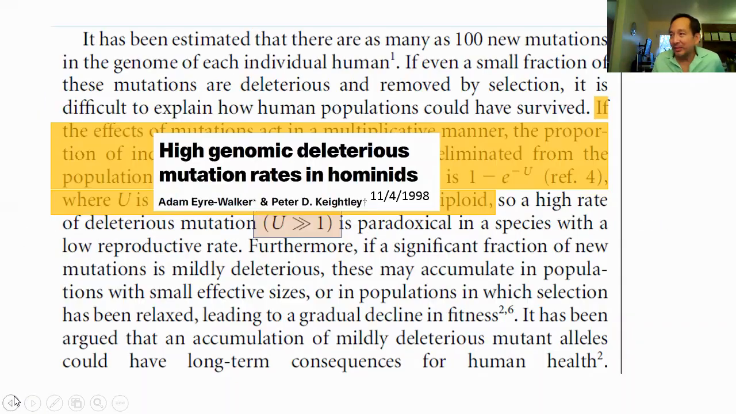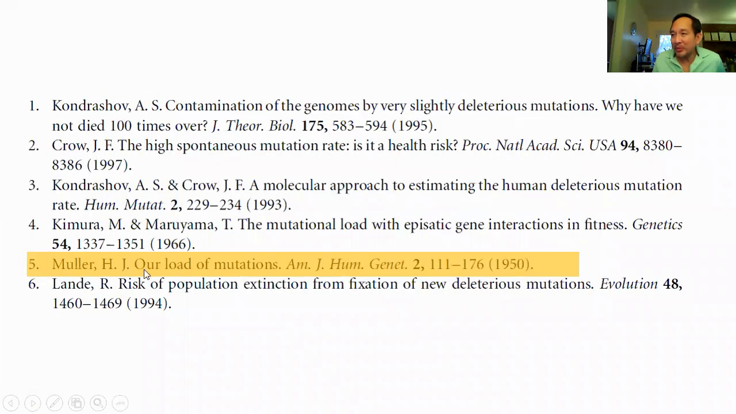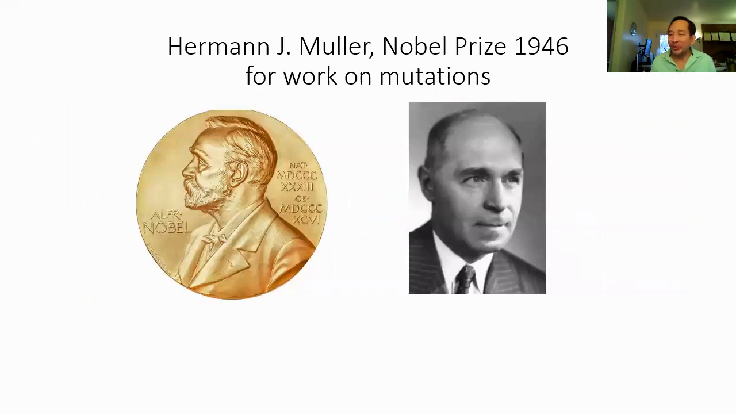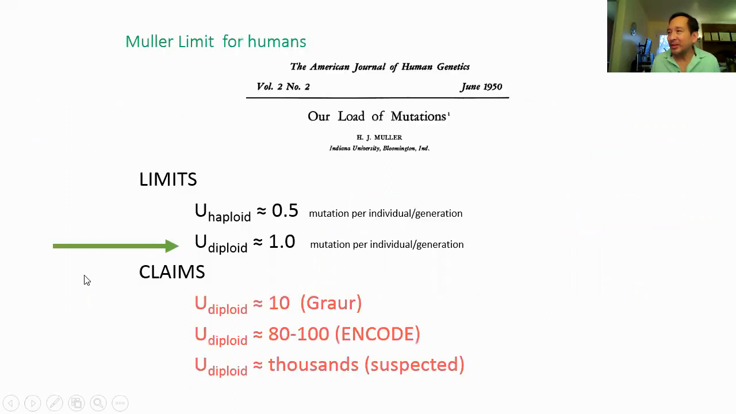So in this paper, we'll see this citation of Muller's paper called Our Load of Mutations, and it's a 1950s paper. Yes, that's about 70 years ago, but that's a landmark paper. The ideas are basically still intact because it's just population genetics math. Muller won the Nobel Prize in 1946 for his work on mutations. So he's a very respected scientist. This is what I call Muller's limit.